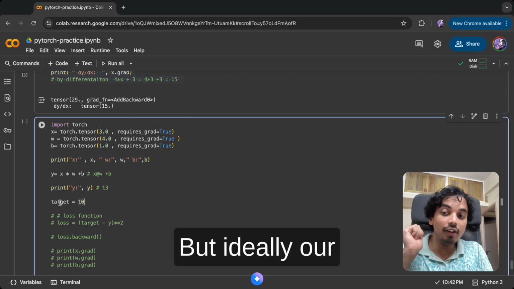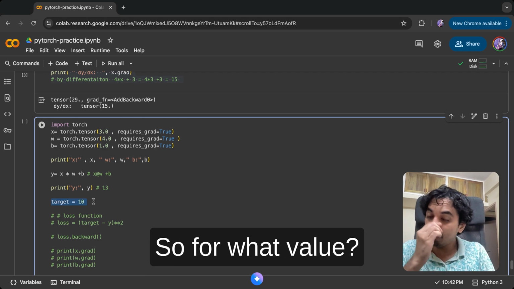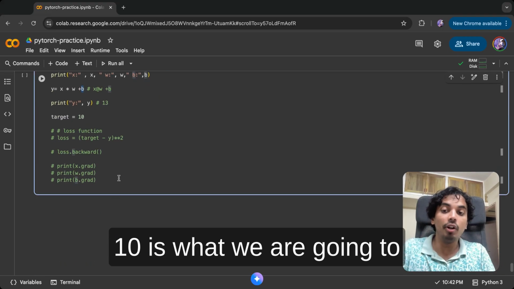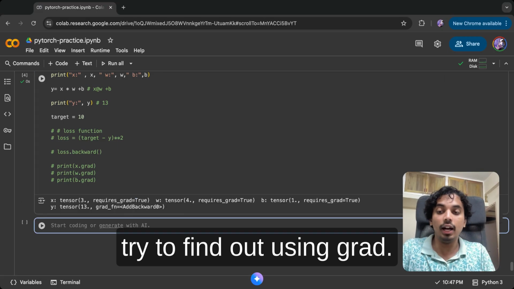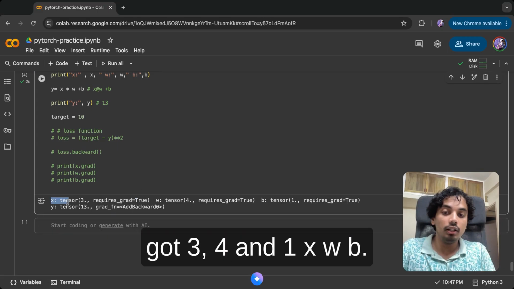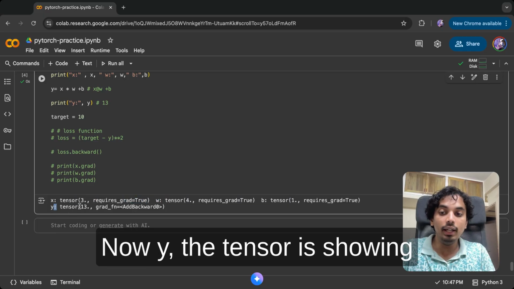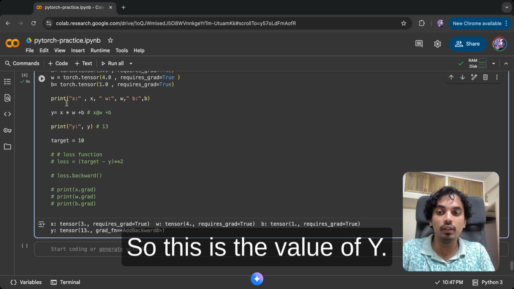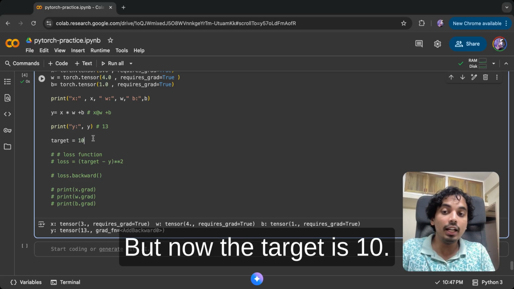But ideally, our value should be 10. So for what value of w or x or b will it become 10 is what we are going to try to find out using grad. Right now we have got 3, 4, and 1 for x, w, b. Now y, the tensor, is showing 13 exactly as we predicted. So this is the value of y. But now the target is 10.